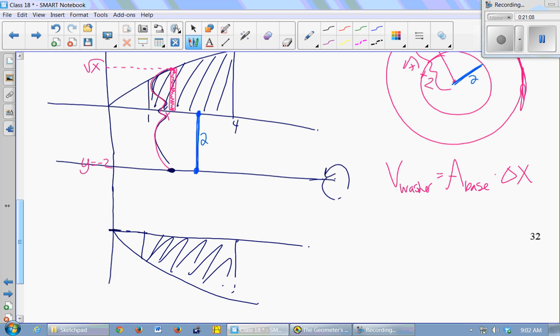So imagine it coming out of the board, rotating around the axis of revolution, and after it's gone 180 degrees, it's going to be down here. Right? So this can help you figure out what your inner and outer radius are. So your inner radius is this 2, and your outer radius is this pink one, square root of x plus 2.